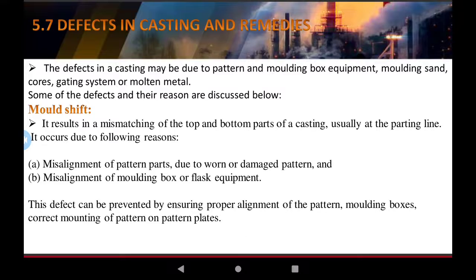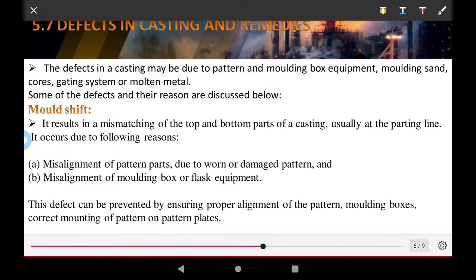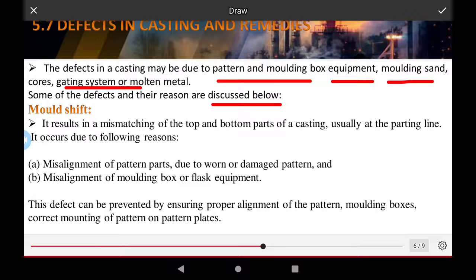The defects in the casting and remedies. Defects in the casting may be due to the pattern, the molding box equipment, molding sand and core, gating system, or the molten metal. So the defects are discussed below. The mold shift results in a mismatching of the top and bottom parts of the casting, usually at the parting line.